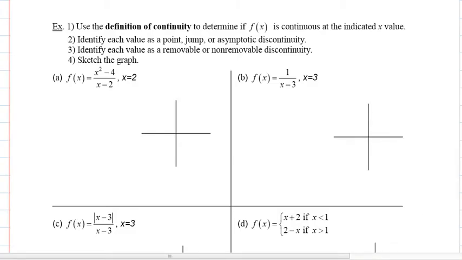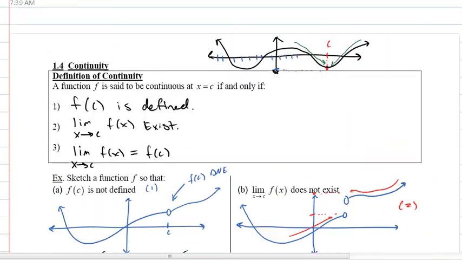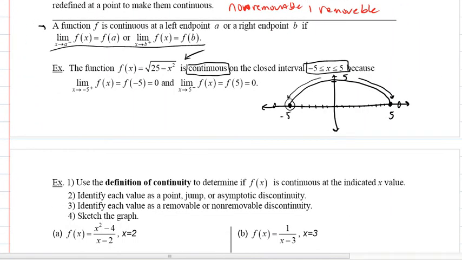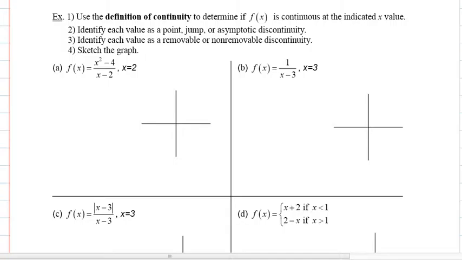So in the last video we talked about the definition of continuity, and the definition of continuity had three conditions. The first condition was f of c is defined. The second is the limit must exist at x equals c, and the limit and the point must be the same. So we're going to go ahead and apply the definition for these next examples, and determine if the following examples are continuous at the indicated x value.